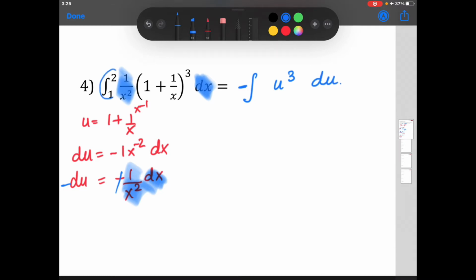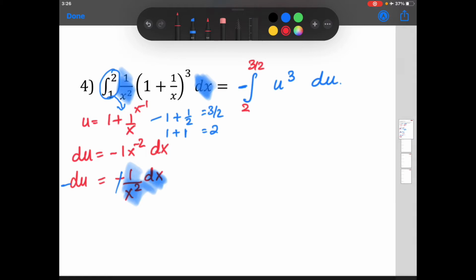Now for the bounds, what you do is you take these bounds and you substitute in for x, and that would give you your u. So if I substitute in 1 half, this would be 3 halves. And if I substitute in 1, 1 plus 1 over 1, which is just 1, is 2. So here, what do I have? This is 3 halves, and this is 2.